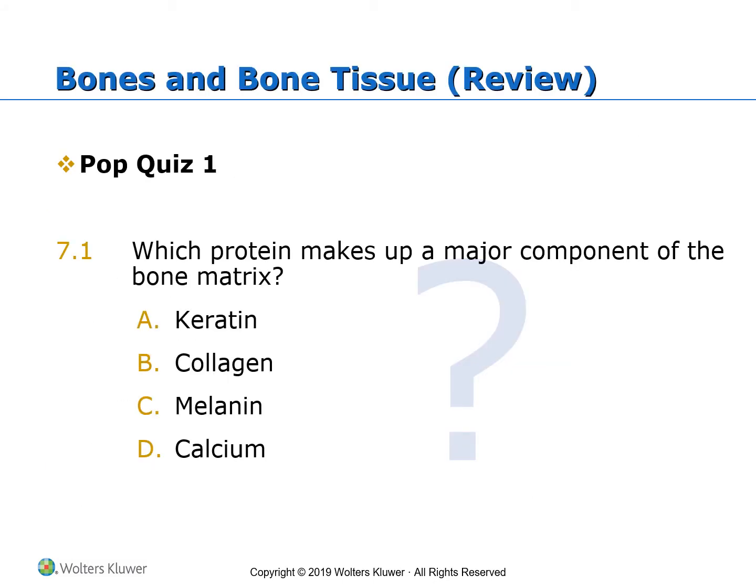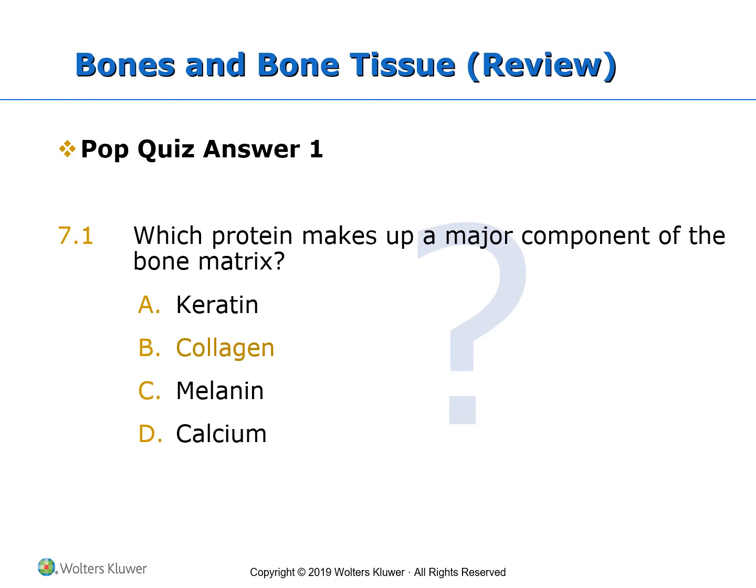So the first question asks, which protein makes up a major component of the bone matrix? And the options are keratin, collagen, melanin, and calcium. The answer is the major component of the bone matrix is collagen. Calcium is a mineral. It's not a protein. Keratin and melanin are proteins, but they are not part of the bone matrix. We find them in the integumentary system.